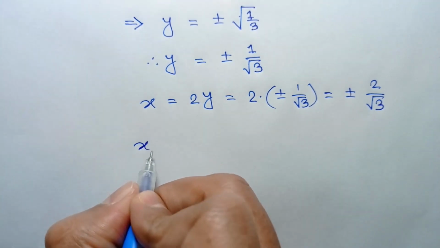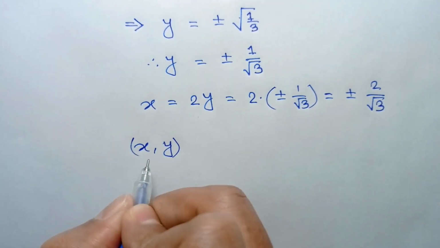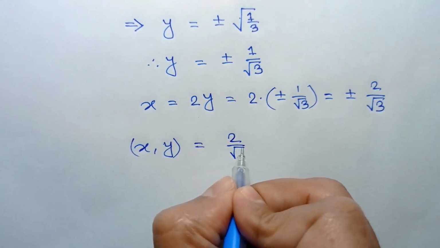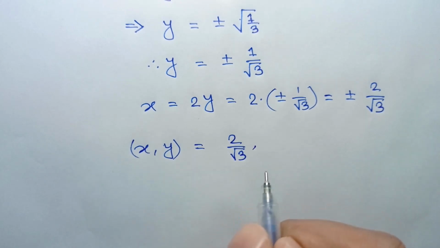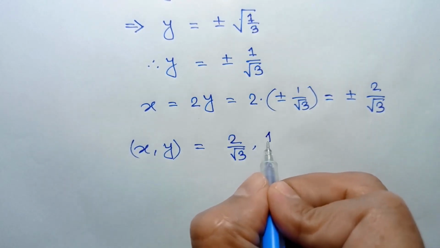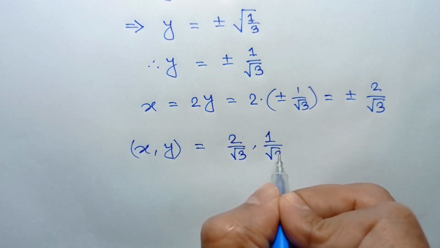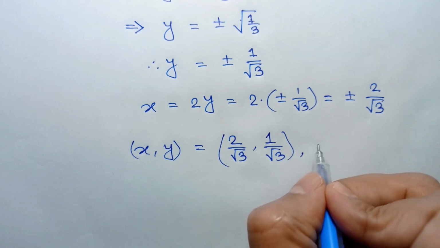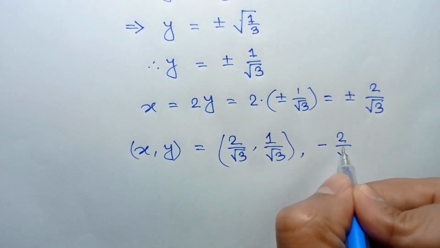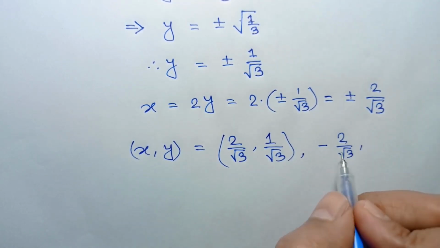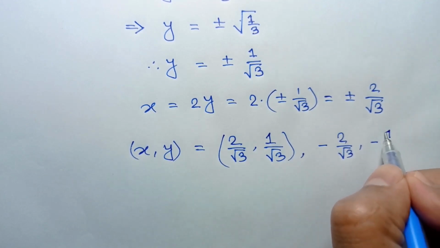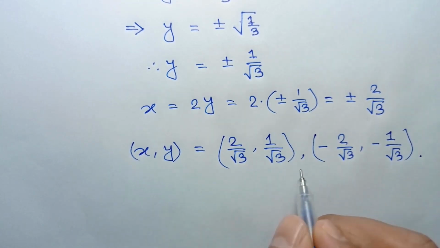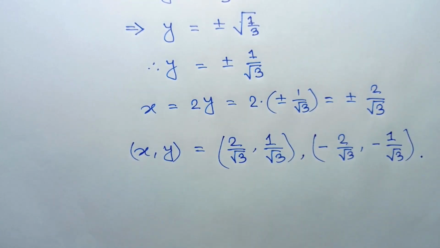So the value of x and y is, when x is equal to 2 over square root of 3, then the value of y is equal to 1 over square root of 3. And when the value of x is equal to negative 2 over square root of 3, then the value of y is equal to negative 1 over square root of 3. So these are the two solutions of these equations.